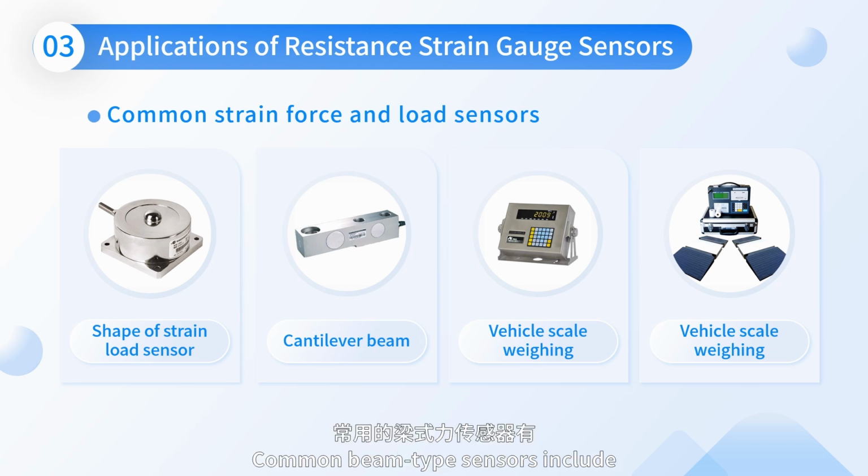Common beam type sensors include constant section beam type strain gauge sensors, constant strength beam type strain gauge sensors, and some special beam type sensors. Beam type sensors have a relatively simple structure and are generally used for measuring loads below 500 kilograms. Compared to column type sensors, they have greater variation in stress distribution, both positive and negative. Beam type sensors can also be made into electronic weighing scales and the like.